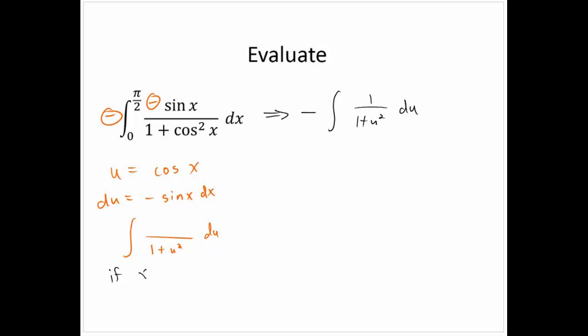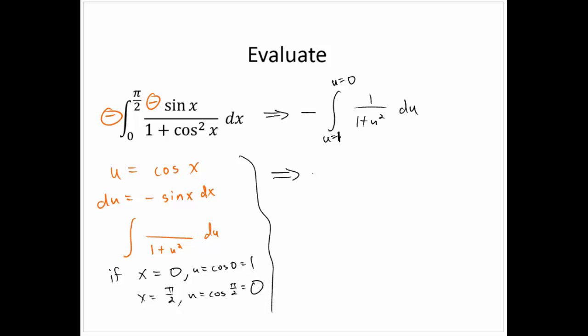Now let me change the limits of integration. If x equals 0, then u would equal the cosine of 0, which is 1. If x equals pi over 2, then u would equal the cosine of pi over 2, which is 0. So I'm now from u equals 1 to u equals 0. And remember, we don't like that. We want to go from least to greatest. So I can rewrite this integral now as negative, and then throw in another negative, integral from 0 to 1, 1 over 1 plus u squared du.